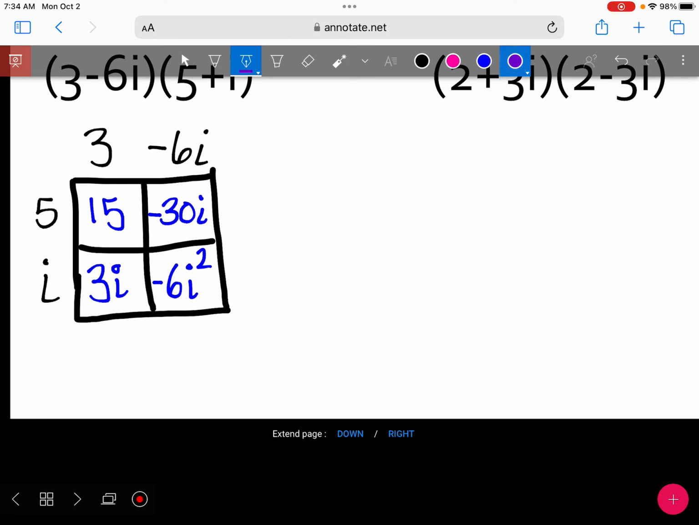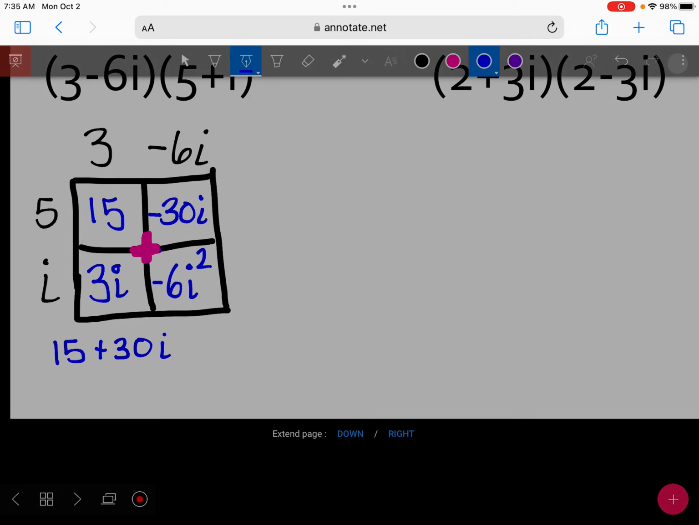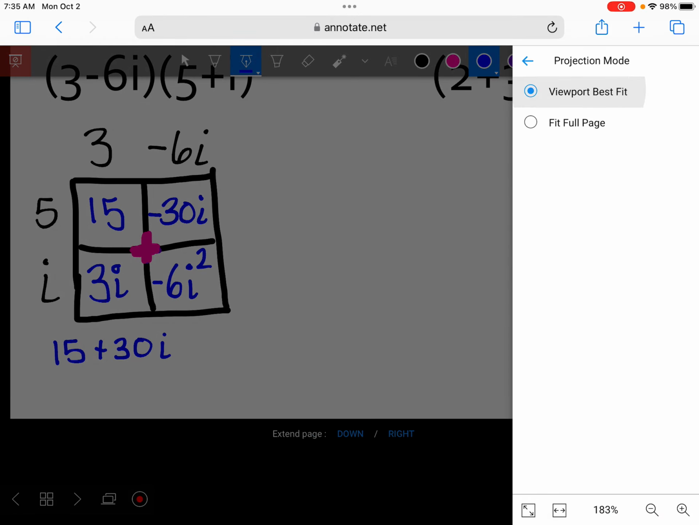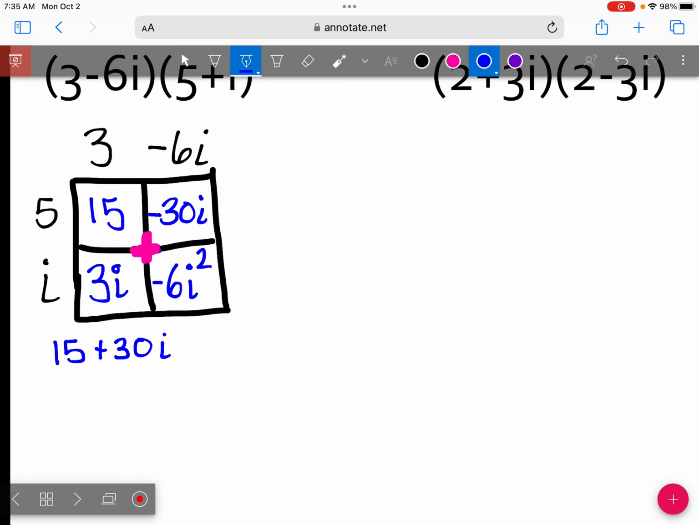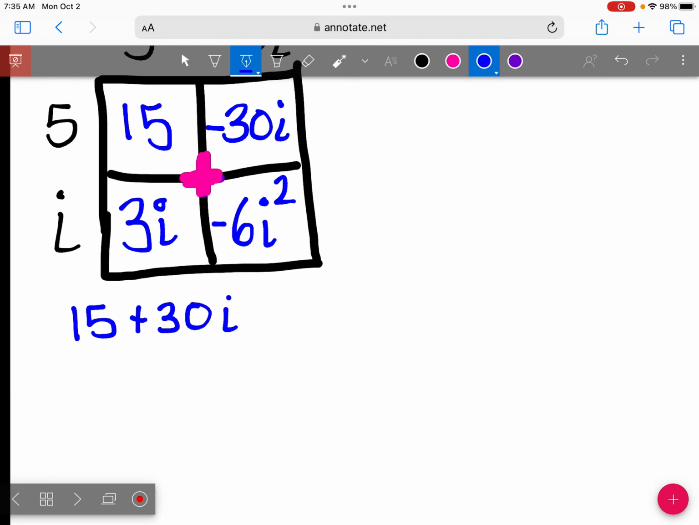So then what I'm going to do is I'm going to pull everybody out of the box and add them together. If we forget what operation it is, there's a little plus sign right in the middle of our box here. Helps us remember that we add everybody together. So we're going to have 15 plus 30i. And I'm going to need to give us some more space here. There we go. Oh, sorry, but it's not plus 30i. It's minus 30i. That's negative.